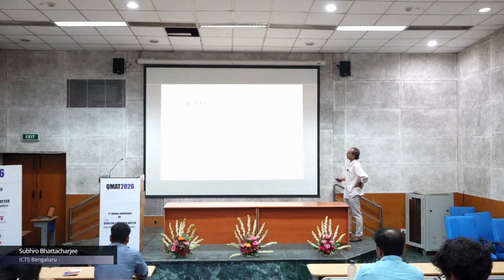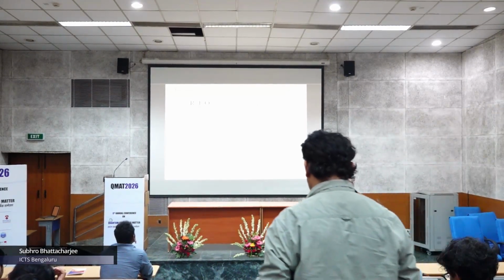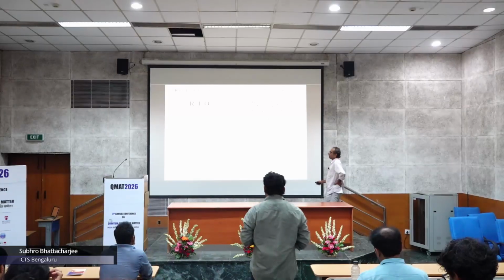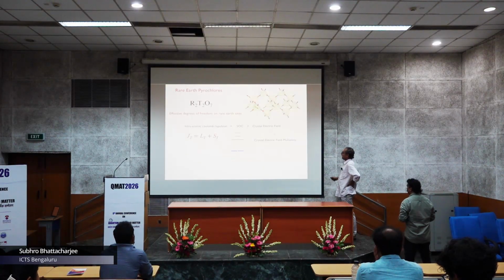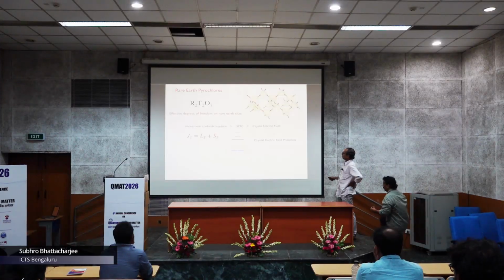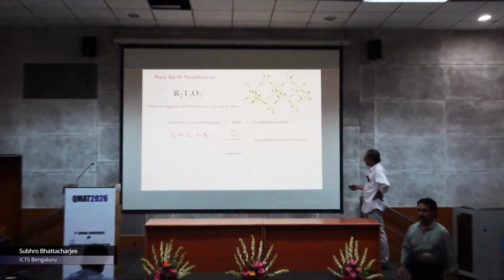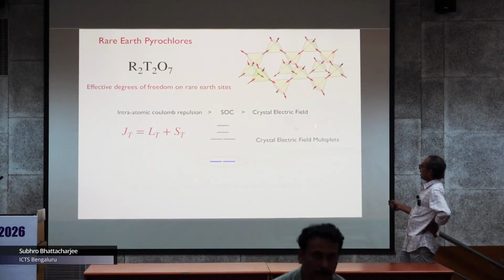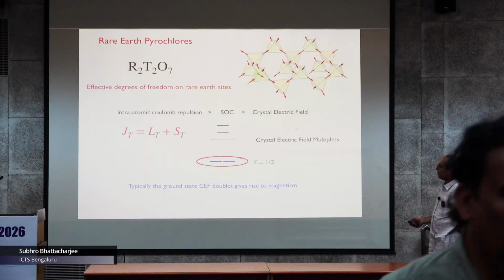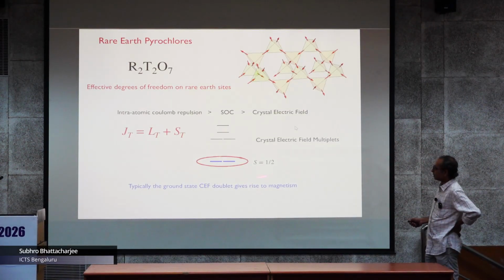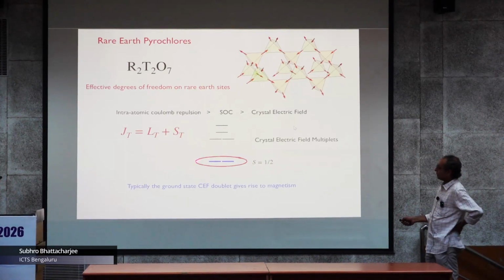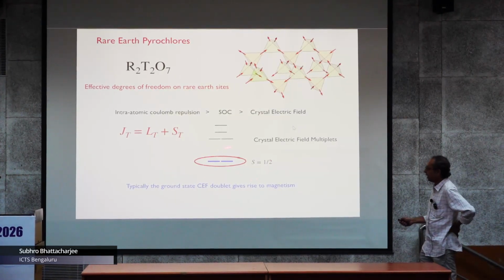Starting with the Coulomb scale, to spin orbit coupling and crystal electric field. The net spin of the electrons sitting on the rare earth sites gets divided up into these crystal electric field multiplets, which are split by some scale. Often the low temperature magnetism is captured by this lowest doublet, which is the effective spin half.